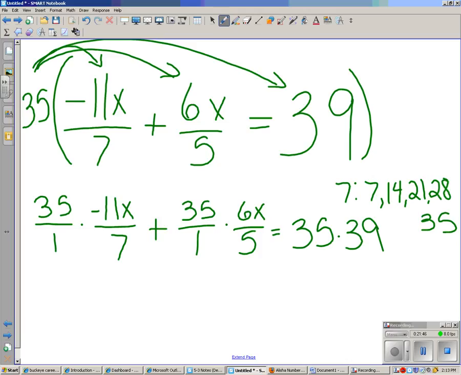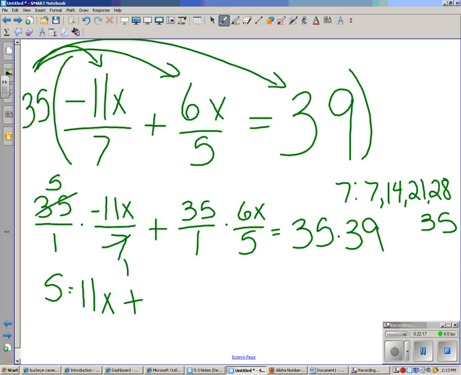What's my next step? Cross-reduce my multiplication. 7 and 35. What number goes into 7 and 35? No, does 5 go into 7? 7, not 5, 7. 7 goes into both of those. Okay, so I have 5 times 11, negative 11x.